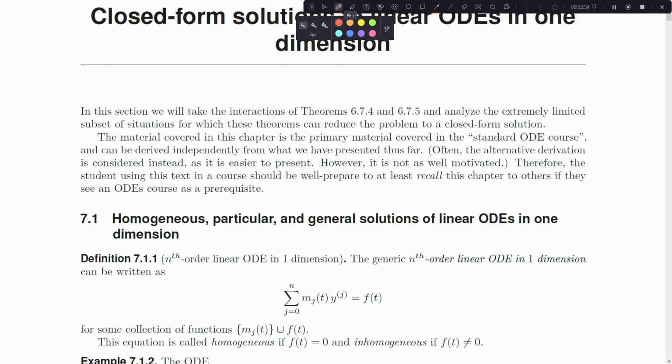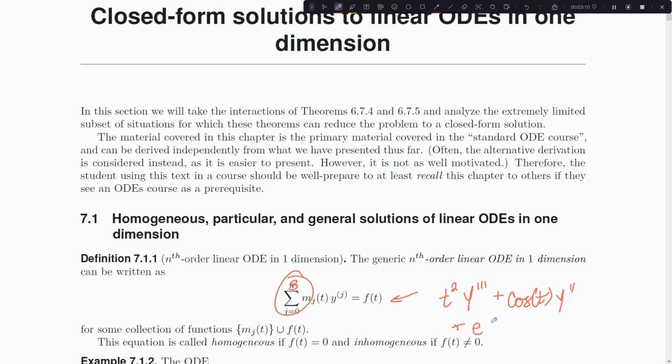And so what's a classic example? If I expanded this out, let n equal 3 or something, this would be like t squared y with 3 primes on it plus cosine t y with 2 primes on it plus e to the t y with 1 prime on it minus 3y equals, we'll make f tangent or something. Okay, so that's an example of this.